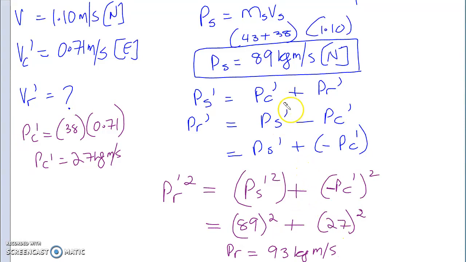This video is going to end, but you get the picture. Find out the theta of it, and the theta is going to come out to 17 degrees.